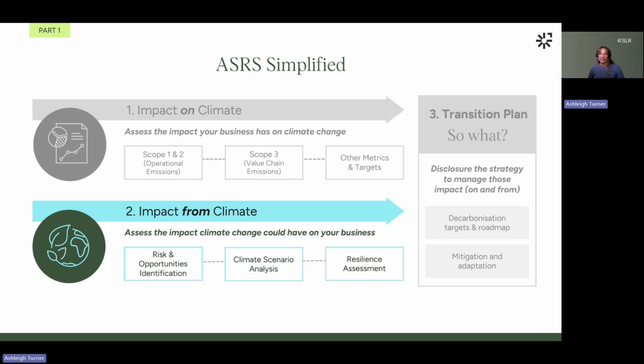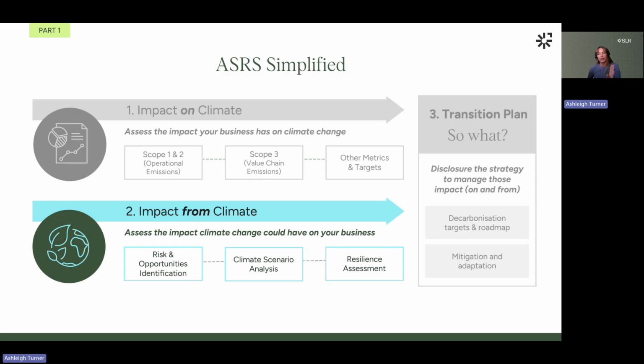The second part, which is what we're talking about today, is to understand the impact climate change would have on your business. So this is where climate scenario analysis sits, and it involves identifying your climate-related risks and opportunities, running your scenario analysis across different futures, and then assessing your resilience as well.